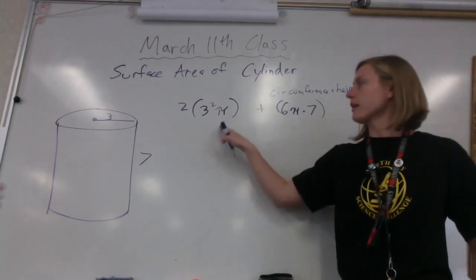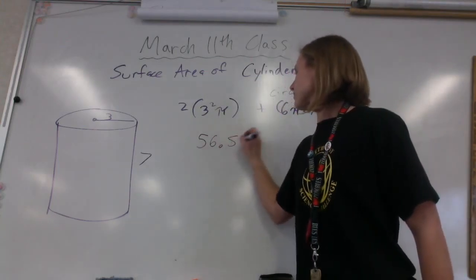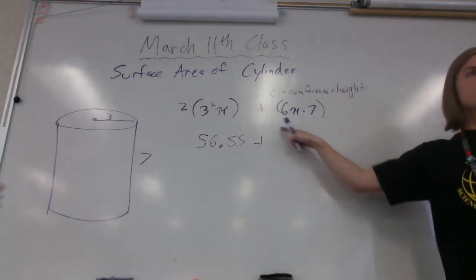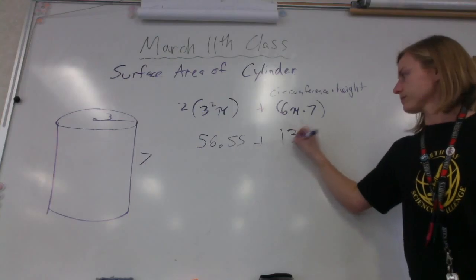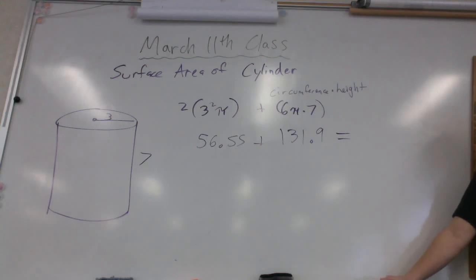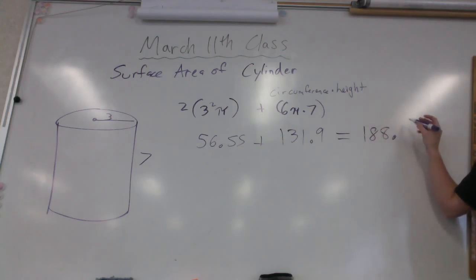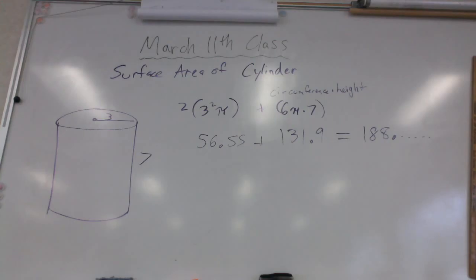So who has this first part for me? 9 times pi times 2, what is it? 56.5. Who has this second part for me? 42 times pi, 131.9. Okay, add them together. You have it at 188.5. So you get 188 and stuff. And remember, this is units squared because it's surface area.